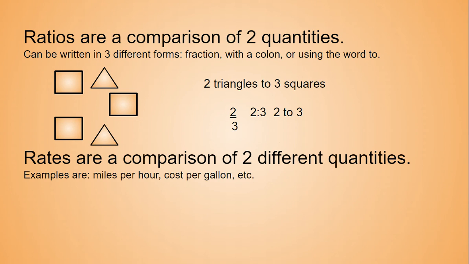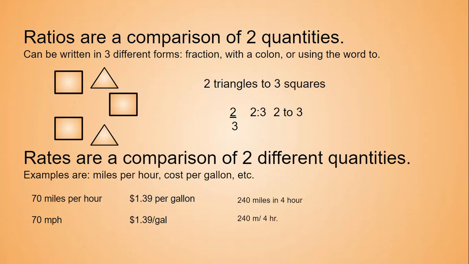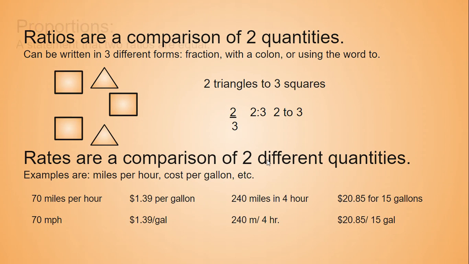A rate is a comparison of 2 different quantities. So we have things like miles per hour and cost per gallon. We say we're traveling 70 miles per hour. We can say when we go to the gas station, we have $1.39 per gallon of gas. Or it could be if I've traveled 240 miles in 4 hours, or $20.85 for 15 gallons of gas.